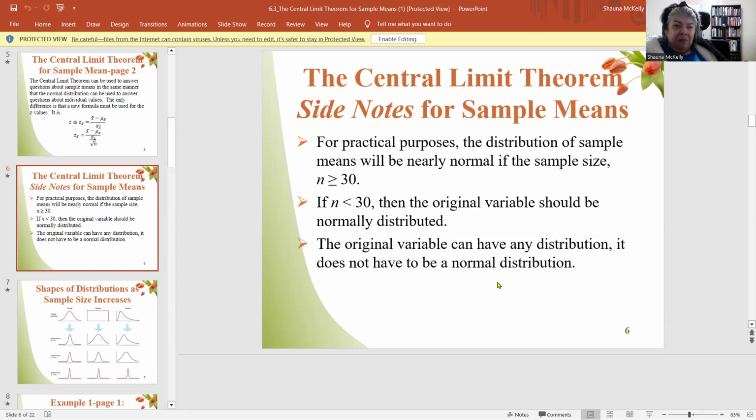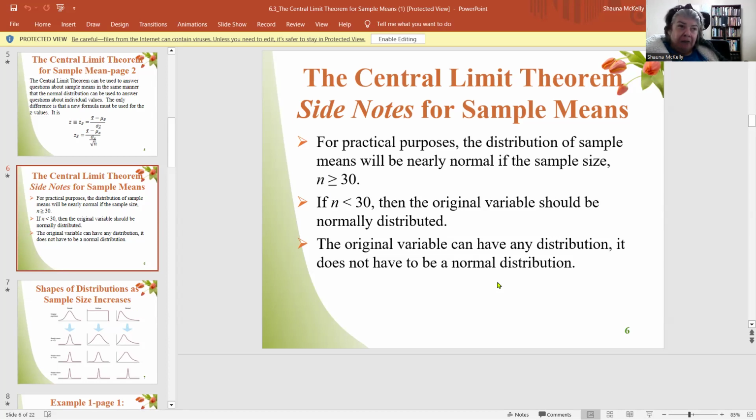The essence of the point here is that if your sample size is bigger than 30, then you're going to get a normal distribution of sample means, unless your parent distribution was extremely skewed. It would have to be extremely skewed for you to need more than 30 samples.